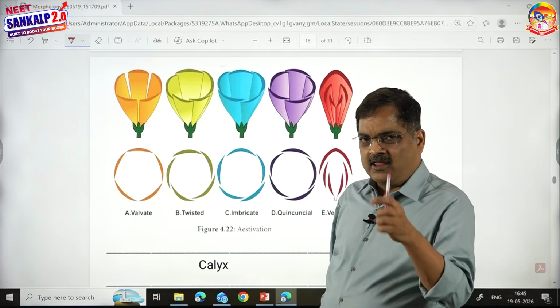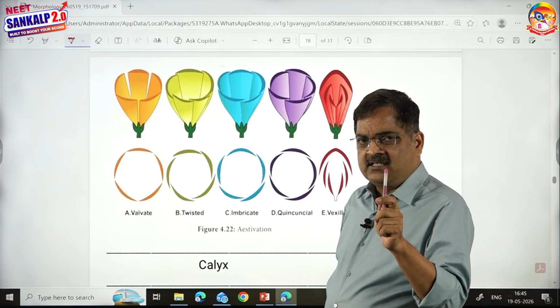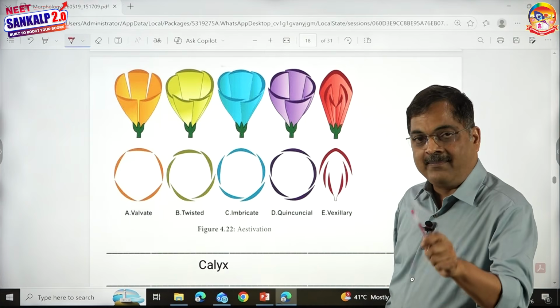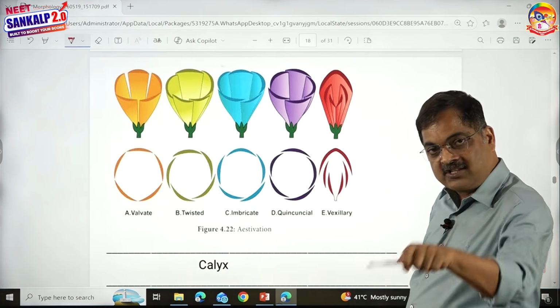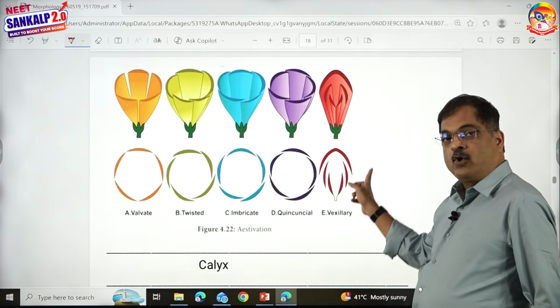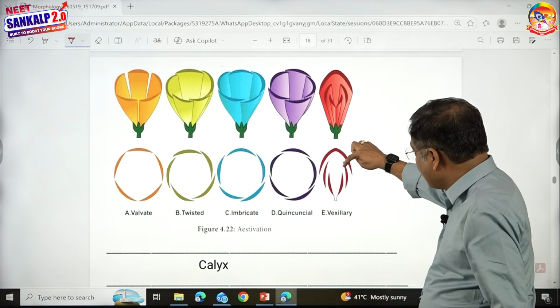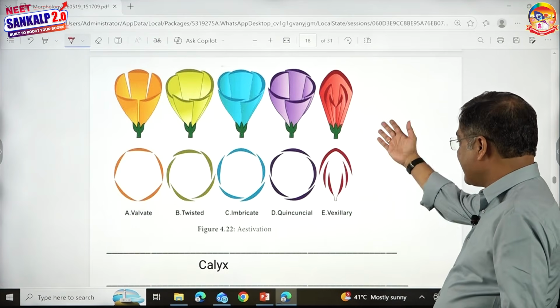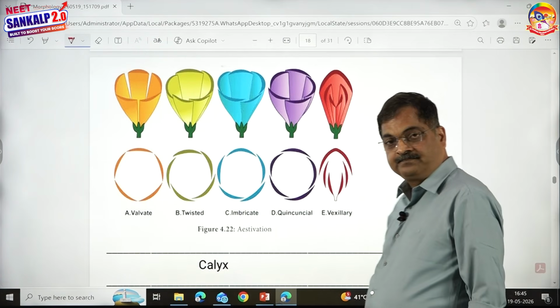All right. Are all the petals similar? No. Is this symmetry zygomorphic? Yes. Cassia, Gulmohar and Fabaceae. Symmetry is zygomorphic. That's also a very common question. So the overlapping is posterior-anterior. Posterior petal overlaps the anterior. So overlapping is posterior-anterior. This is called vexillary.